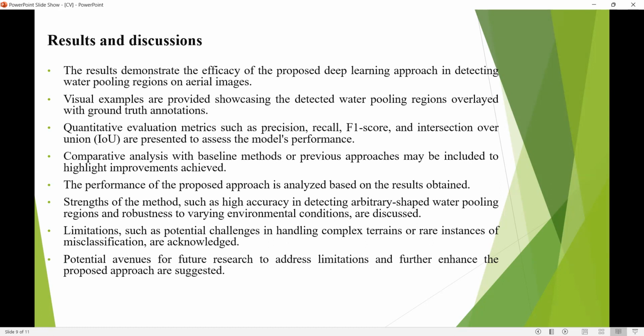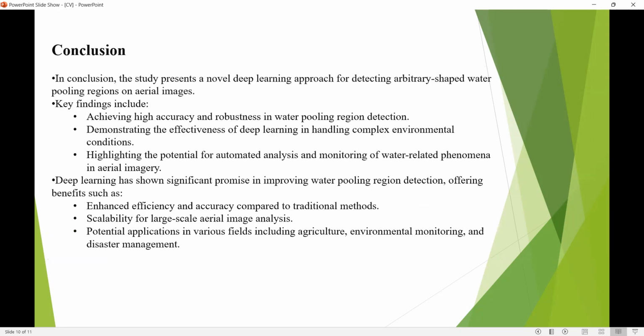The performance of the proposed approach is analyzed based on the results. Strengths of the method, such as high accuracy in detecting arbitrary-shaped water pooling regions and robustness to varying environmental conditions, are discussed. Limitations, such as potential challenges in handling complex terrains and rare instances of misclassification, are acknowledged. Potential avenues for future research to address the limitations and further enhance the proposed approach are suggested.